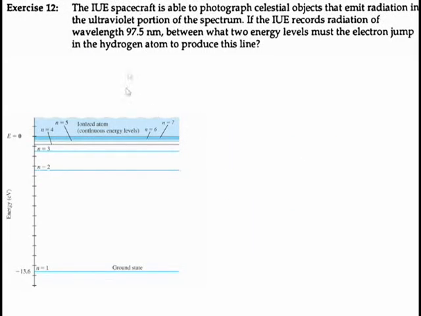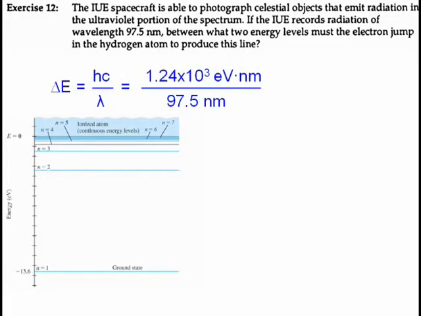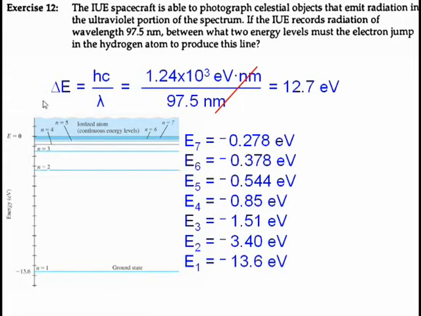The next one, they're giving us a wavelength of a photon that's being absorbed, and they want to know between what 2 levels. So we'll first calculate what the energy difference is using the formula. And then we're going to look at all the energies that we calculated for all the levels and figure out which 2 numbers I'm going to subtract to come up with 12.7. This is the closest one, from energy level 1 up to energy level 4.